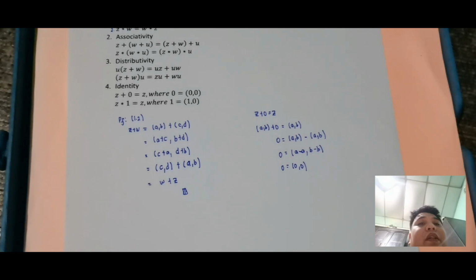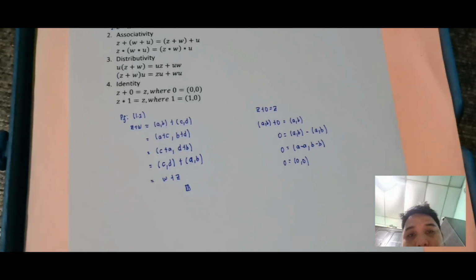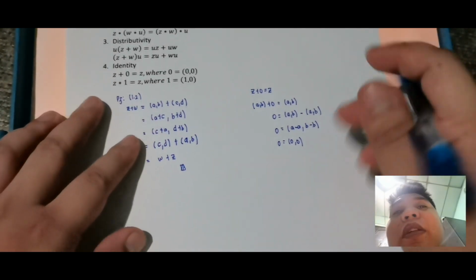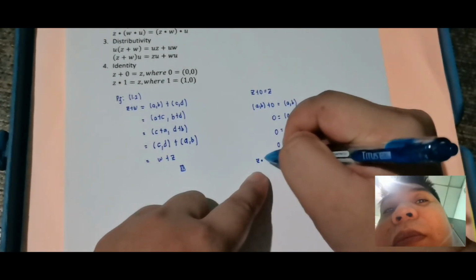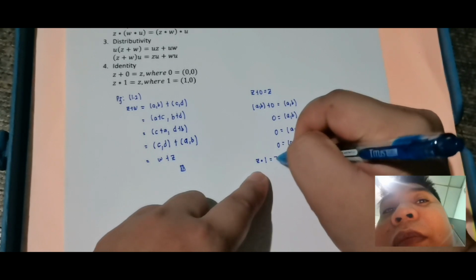Okay, so next thing, kunin natin yung isa, yung 1, para maging (1, 0) yun. So we have multiplication, that is Z multiplied by 1 is equal to Z.